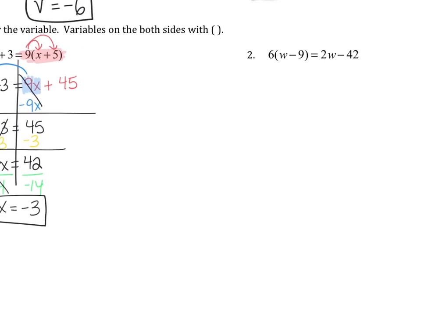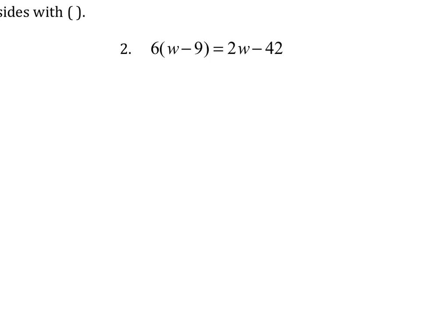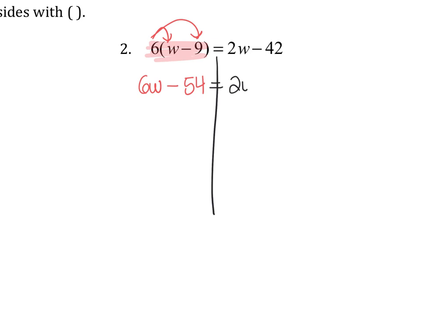Let's try the last one here. So in this last one, we've got variables on both sides. So again, draw a line down the middle if you need to see where the equation separates. First step, get rid of the parentheses. So distribute this 6 into both pieces. 6 times w is 6w minus 6 times 9. 6 times 9 is 54. Okay, then I'm going to write down the rest of my problem. I still have an equals 2w minus 42.